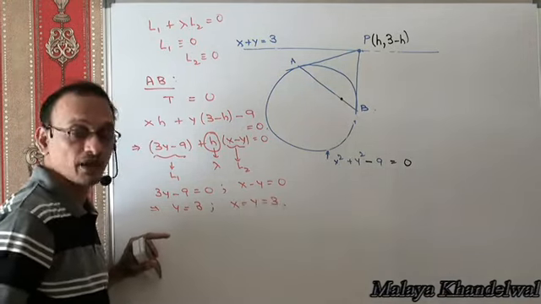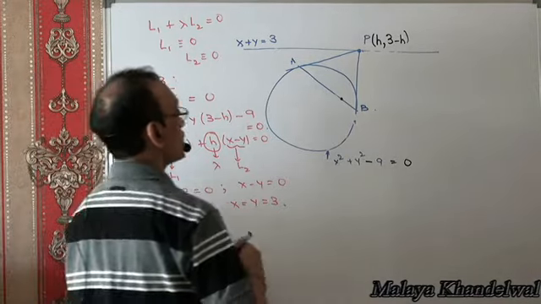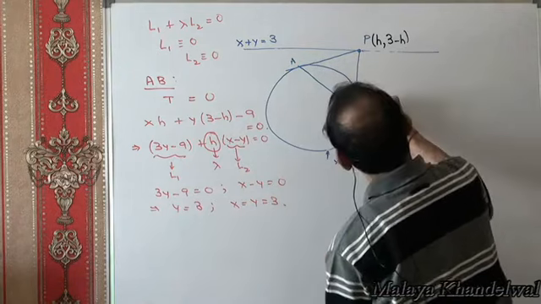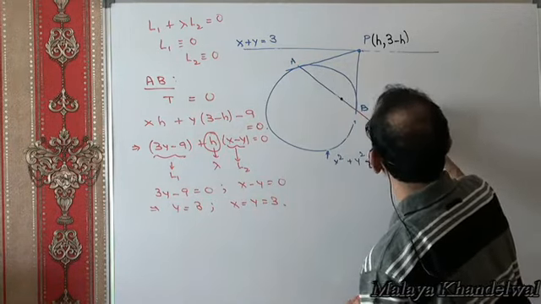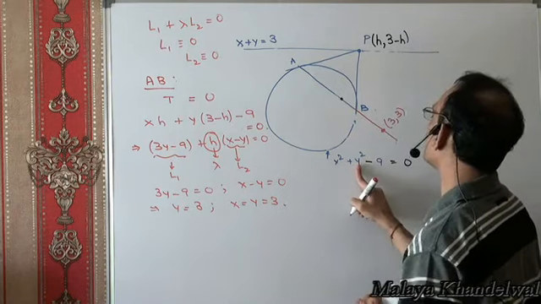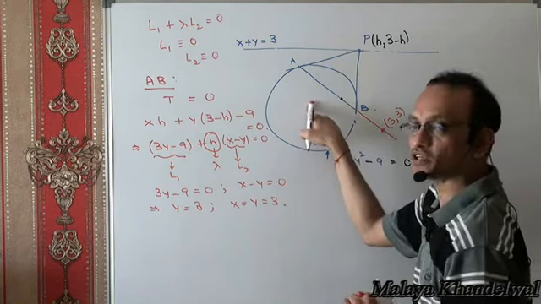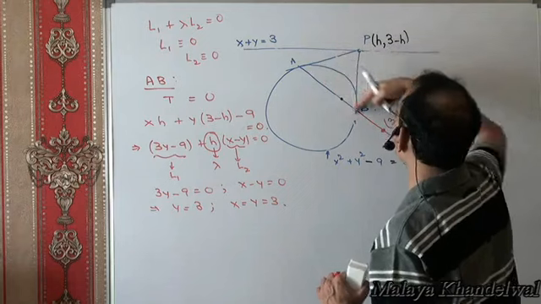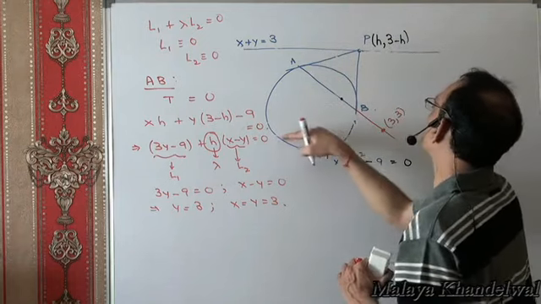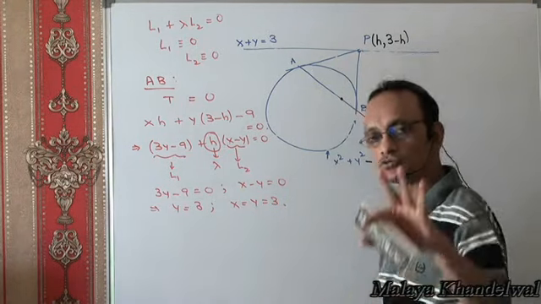That means all these ABs will necessarily pass through the point (3, 3), and very clearly (3, 3) must be a point outside. (3, 3) is a point outside because 9 plus 9, 18, minus 9 is a positive number. So (3, 3) is a point outside this circle. That means the different P's will end up producing different ABs, but all the ABs produced will necessarily pass through the point (3, 3). That's the rule of the game. Thank you so much.